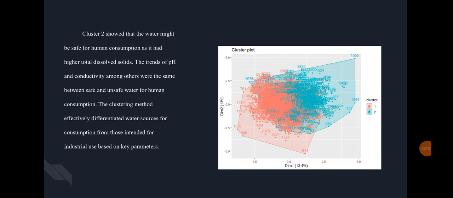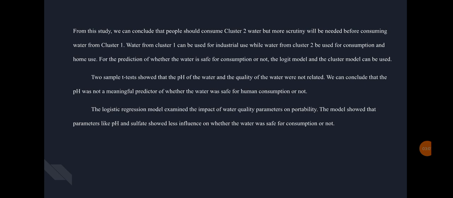The trends of pH and conductivity, among others, were the same between safe and unsafe water for human consumption. The clustering method effectively differentiated water sources for consumption from those intended for industrial use based on key parameters. From this study, we can conclude that people should consume cluster 2 water, but more scrutiny will be needed for consuming water from cluster 1. Maybe the water from cluster 1 can be used for industrial use, while the water from cluster 2 can be used for consumption and household use.